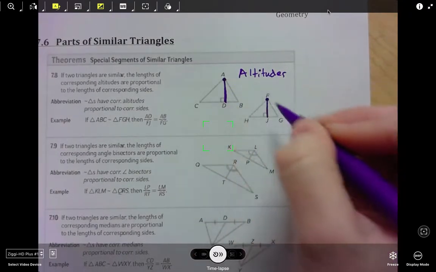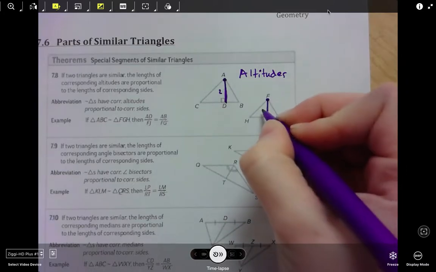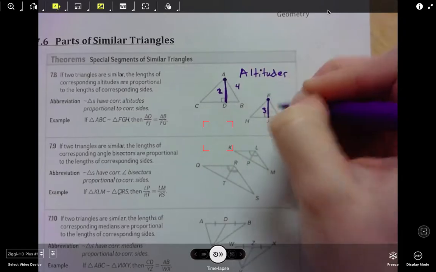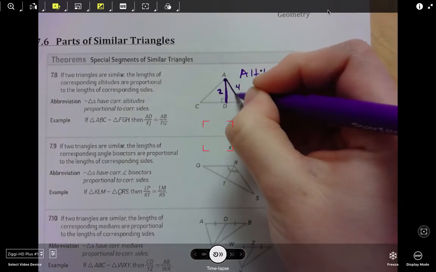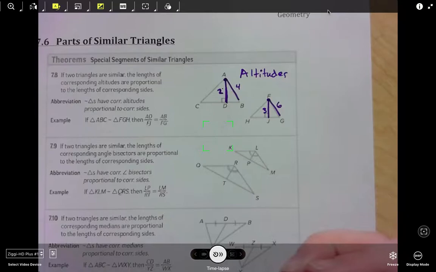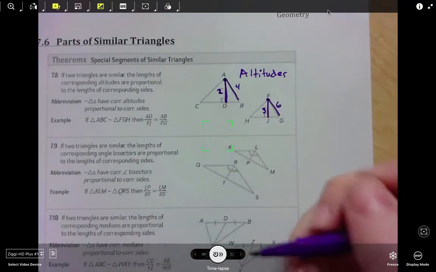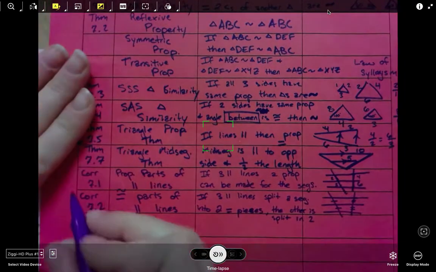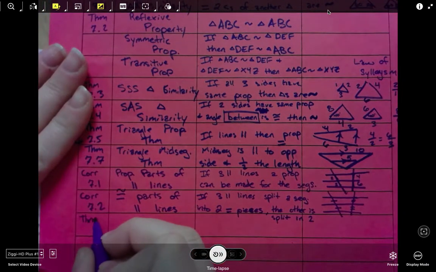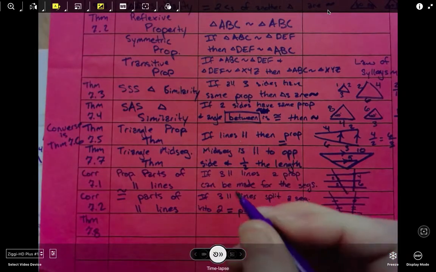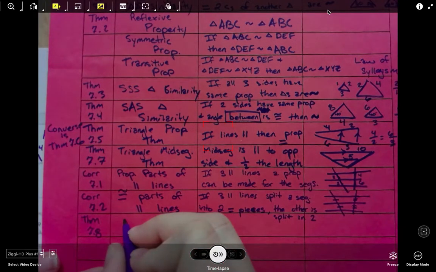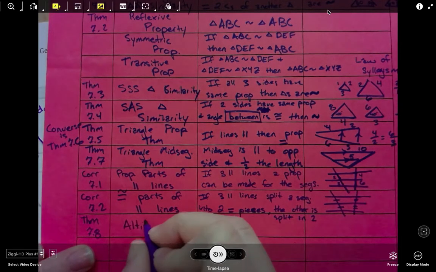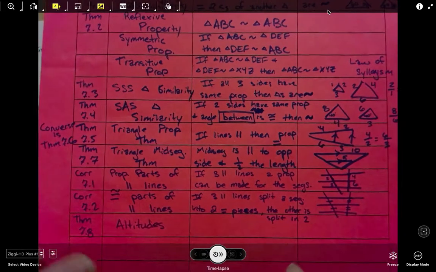So if these triangles are similar, then the proportion of the altitudes has the same proportion as what the side lengths would. So like if this is 4 and this is 6 and that's 2, this would be 3. So they're going to have the same proportion. Okay, I'm going to write that on your sheet here. So theorem 7.8. What do we want to call this one? I'll call it altitudes.